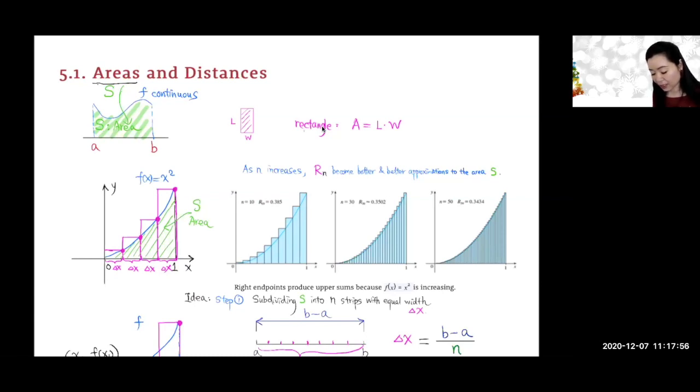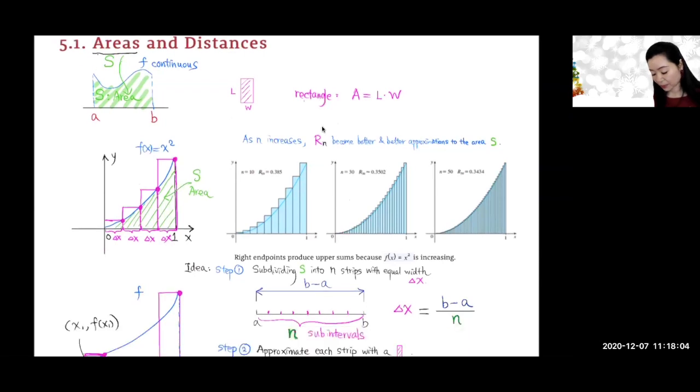First of all, say this is a continuous curve, the x squared function. From 0 to 1, the green shaded area will be the area under the curve. We don't have a formula for this area right now. We know a formula for a rectangle, length times width, gives the area. So what we do is break it down into different slices, and each slice we're going to approximate using a rectangle.